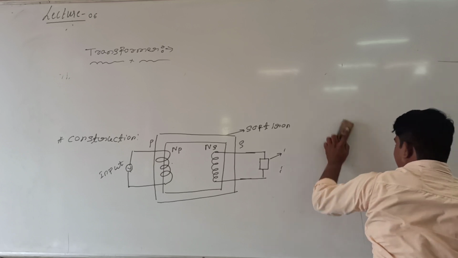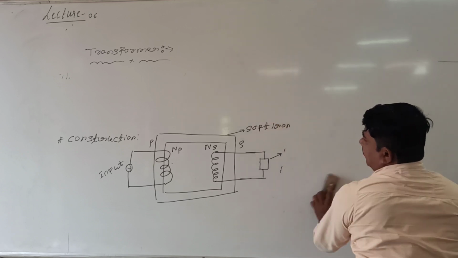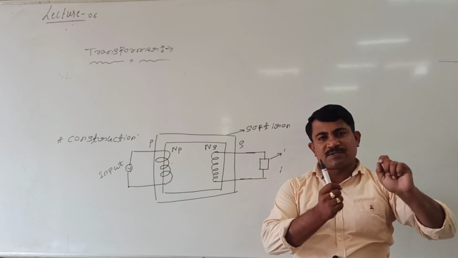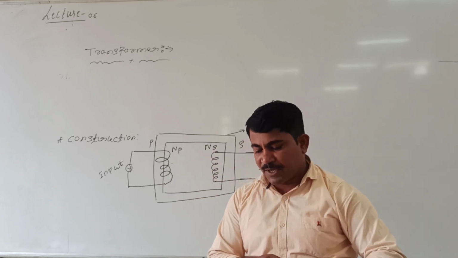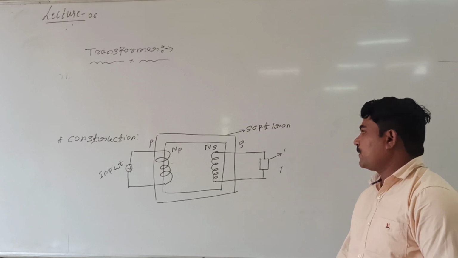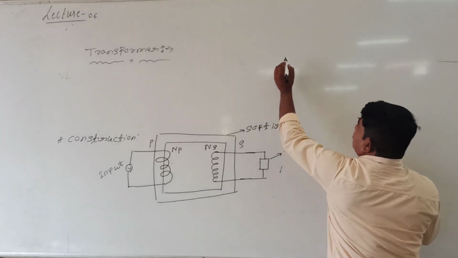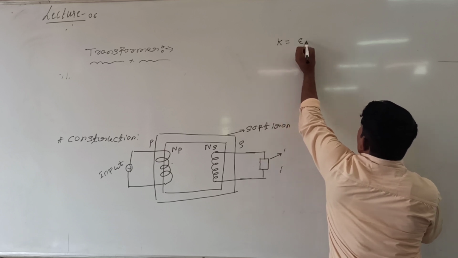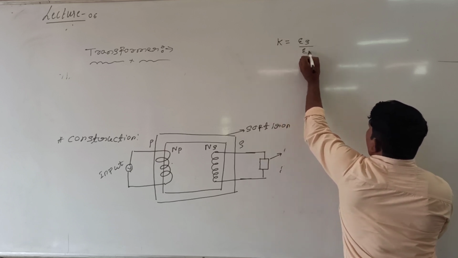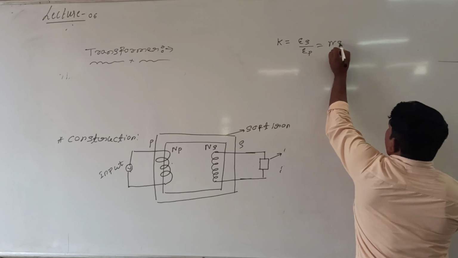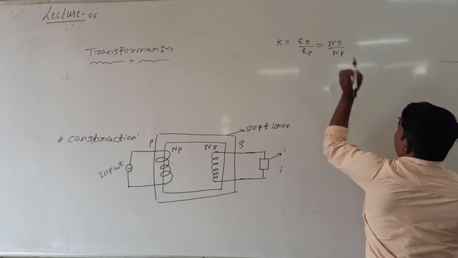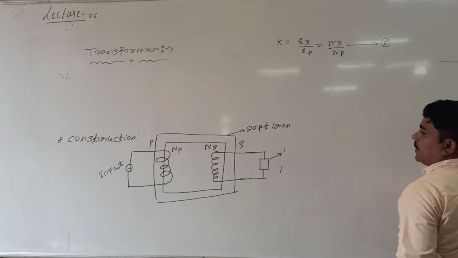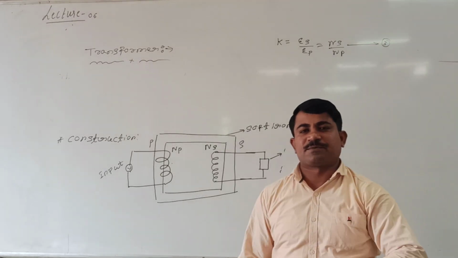See here. How to explain? The transformer can be classified into two categories. I mean, one is step up transformer, second one is step down transformer. Before that, we obtained one equation, the transformer ratio. What is the transformer ratio? Transformer ratio is equal to K. K is equal to ES divided by EP, which is equal to NS divided by NP. Right. Remember this. This is equation number 3, because we have already called equation 1 and equation 2.